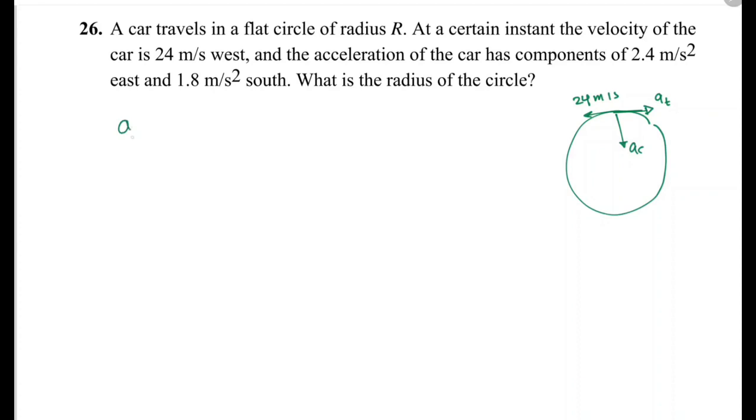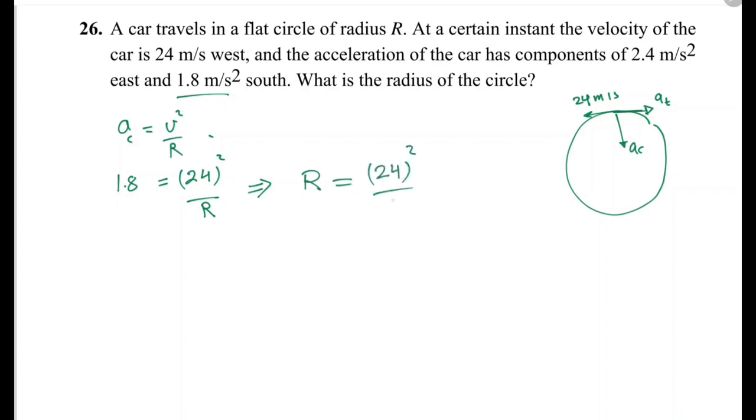So A central is equal to V squared over R, and in this case this is the central acceleration, 1.8 meters per second squared, equal to 24 squared divided by R. You just simplify this. R is equal to 24 squared divided by 1.8, or R in this case is equal to 320 meters, or 0.32 kilometers.